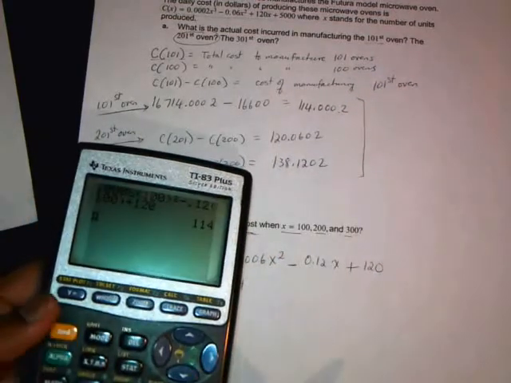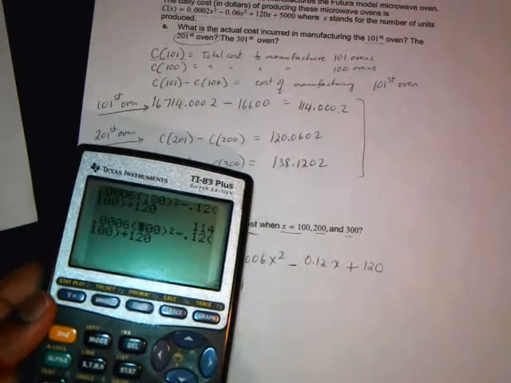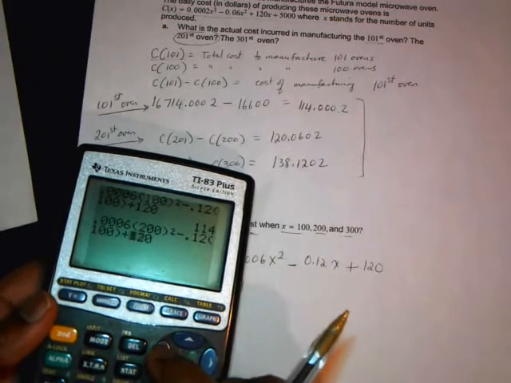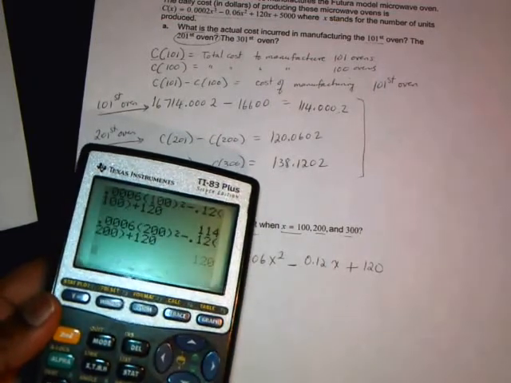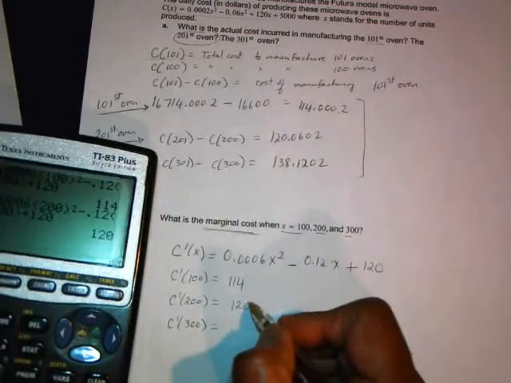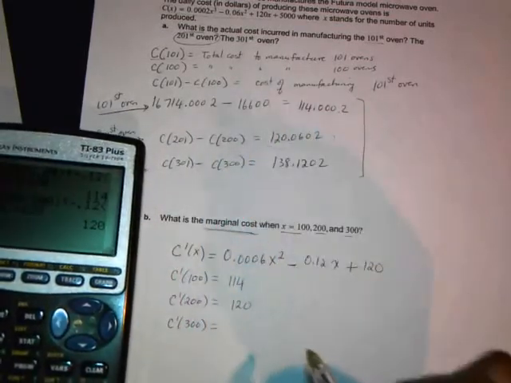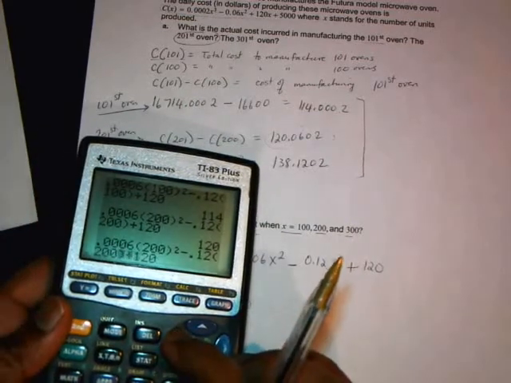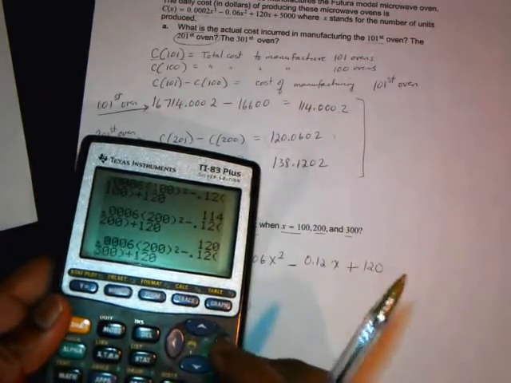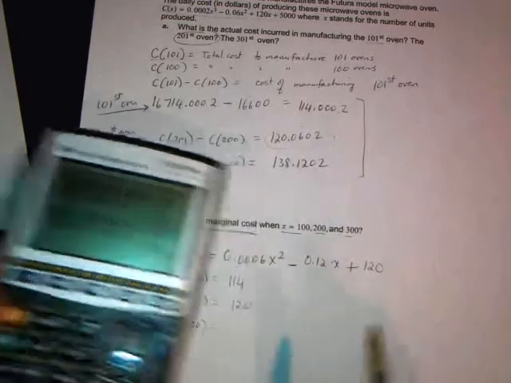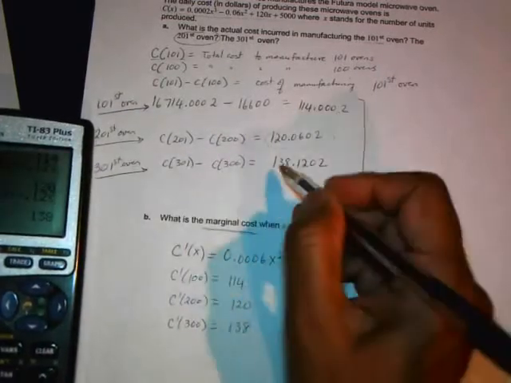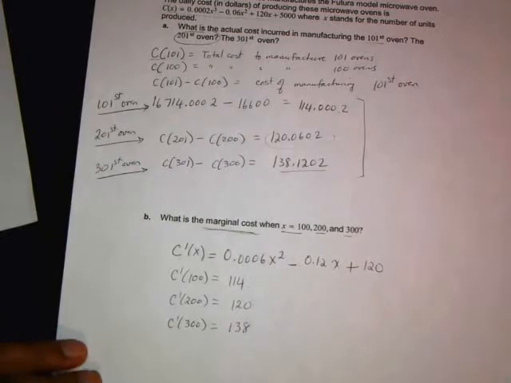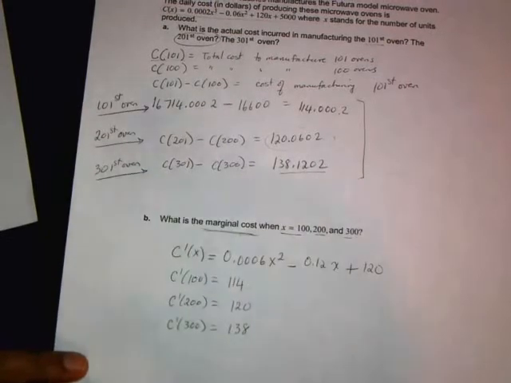Now if I go second, enter, and change all the 100s to 200s, it tells me I get 120, which is very close. Again, they're just off by a little change. And then change the 200s to 300s, and you see we get 138. Again, very close to that value. Okay, so that's how you compute marginal cost using calculus.